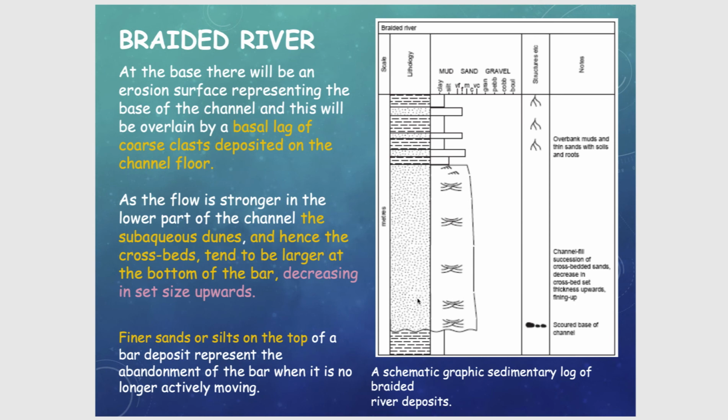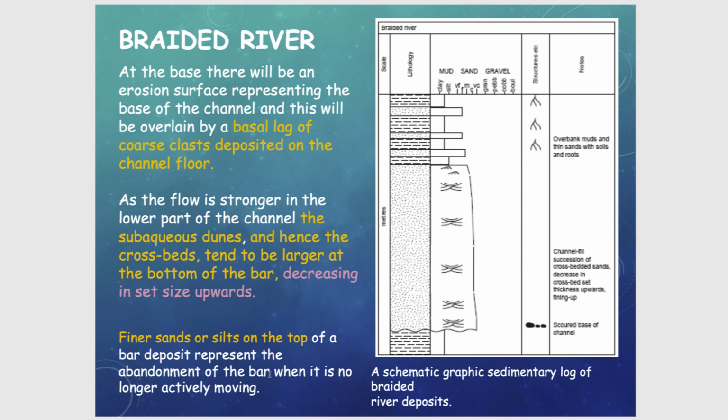So we have essentially that the amplitude of some of this cross stratification will be showing larger dimension of these features because of the energy. So it decreases basically in set size while you move upward as well. And the last thing is that the finer sands or silts will be found at the top because these represent essentially the abandonment of the bar when it is no longer actively moving.